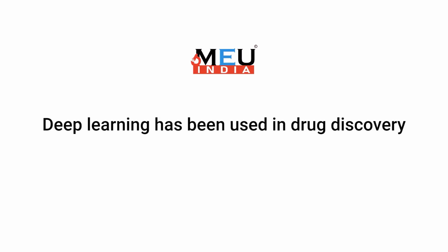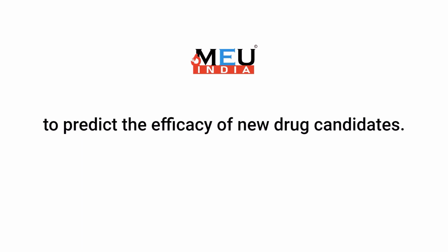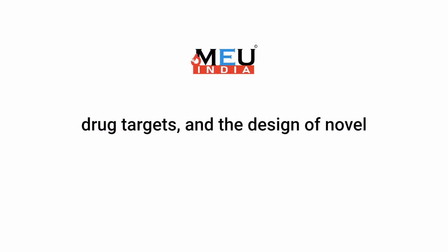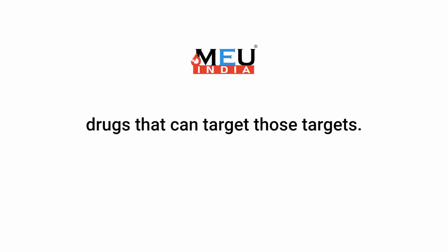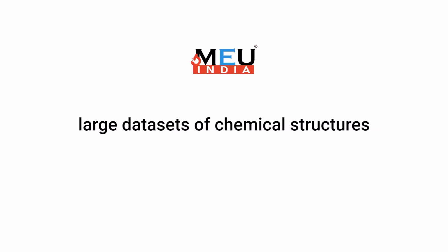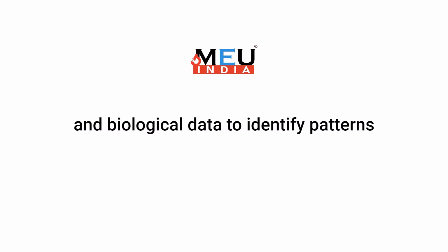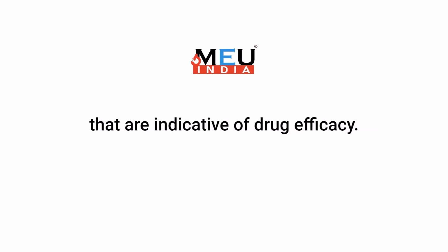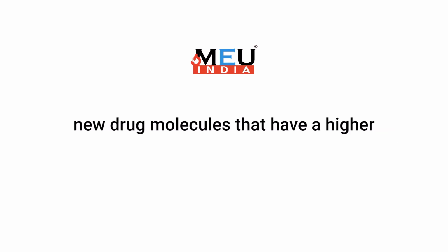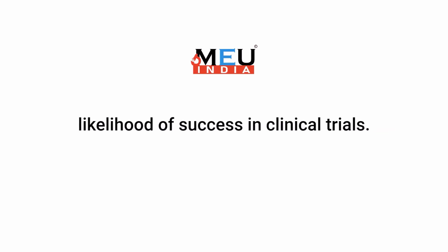Drug discovery. 1. Deep learning has been used in drug discovery to predict the efficacy of new drug candidates. It can help in the identification of new drug targets and the design of novel drugs that can target those targets. Deep learning models can be trained on large datasets of chemical structures and biological data to identify patterns that are indicative of drug efficacy. This information can then be used to design new drug molecules that have a higher likelihood of success in clinical trials.